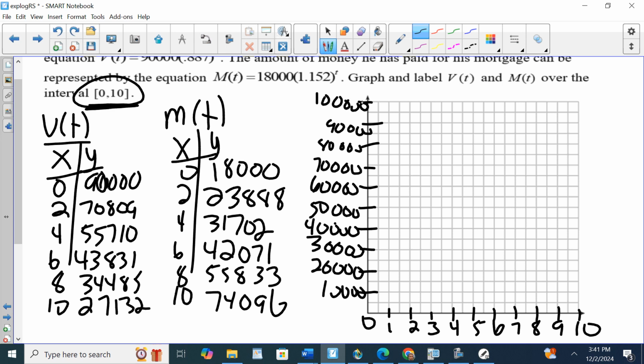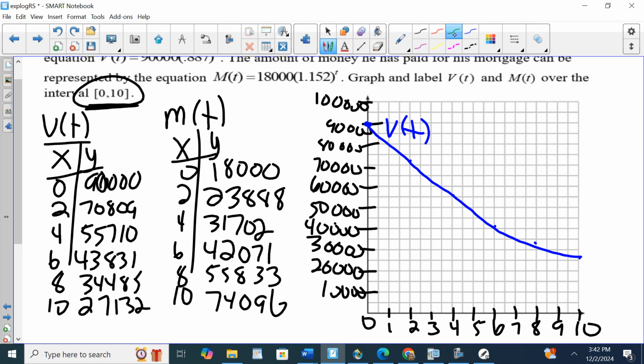I plot my points. 0, 90,000. 2 is a little bit above 70. 4, 55,710 is a little bit above 55. 6, 43 is a little bit above 40. 8, 34 is just under 35. 10, 27 is between 25 and 30,000. Again, no arrows since it told me to graph between those two values. That's V of t.